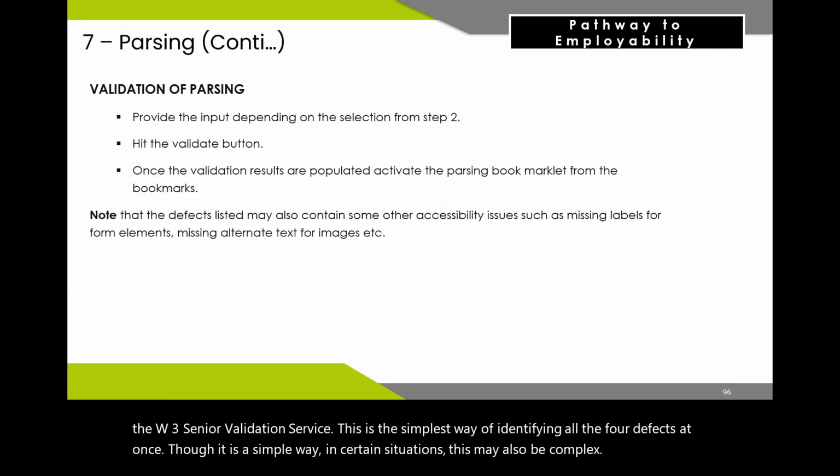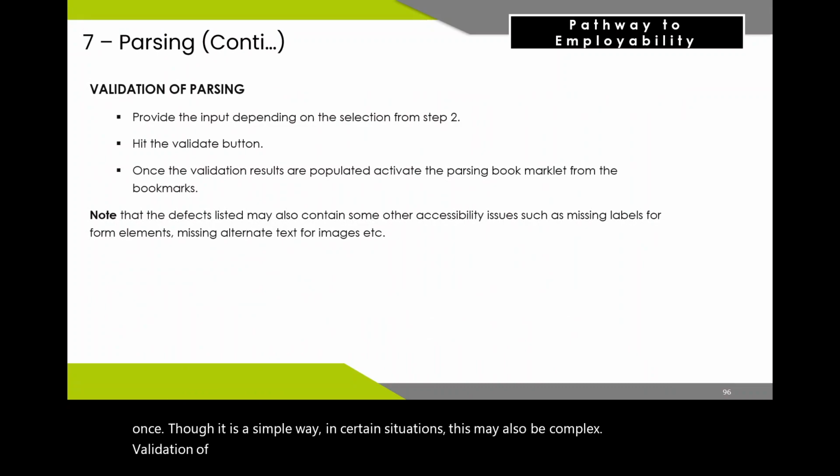Validation of parsing. Navigate to the new W3C validation service, https://validator.w3.org/nu. Choose the preferred input method, i.e. URL, file upload or code input methods. Provide the input depending on the selection from step 2. Hit the Validate button. Once the validation results are populated, activate the parsing bookmarklet from the bookmarks.